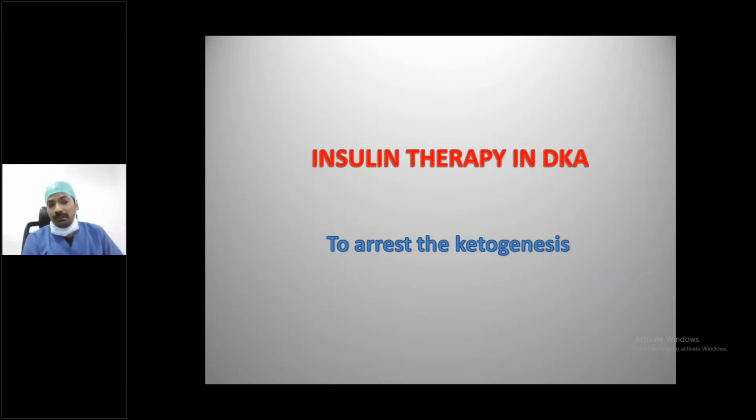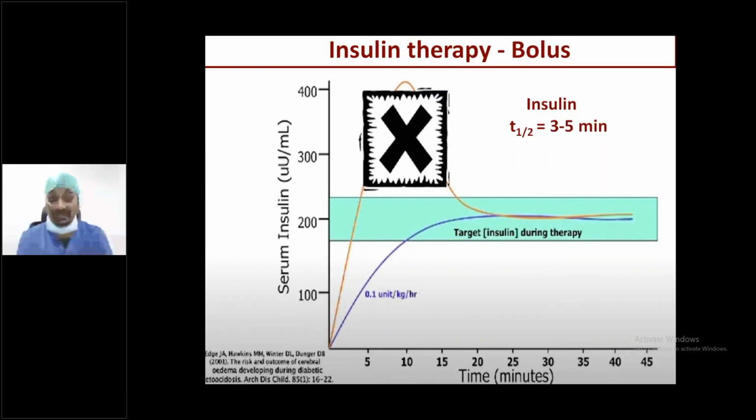And coming to the insulin therapy, insulin is required in DKA to arrest the ketoacidosis. So previous guidelines recommended the usage of insulin bolus. Insulin bolus is absolutely unnecessary because insulin bolus will cause precipitous drop in blood glucose and occurrence of cerebral edema. Hence, insulin bolus is no longer recommended.